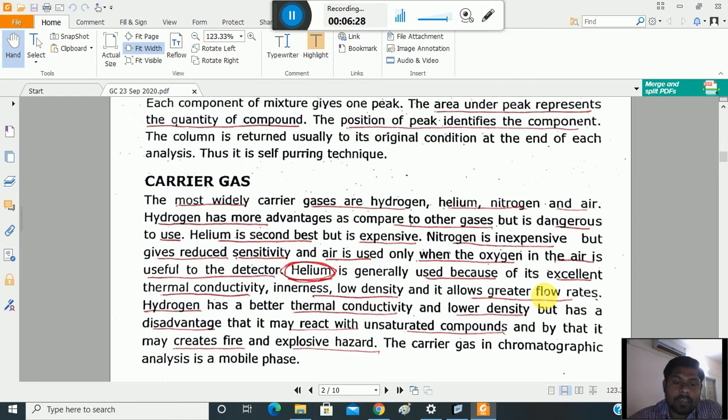Okay, why helium is generally used as a carrier gas in GC, and then A, B, C, D, 4 options are given to you. So these are in the options. Now hydrogen has a better thermal conductivity and lower density, but has the disadvantage that it may react with unsaturated compounds, and by that it may create fire and explosive hazard. As I told you earlier, whenever you use hydrogen as a carrier gas, it is dangerous, there is an explosion hazard, and that's why it is not widely used.